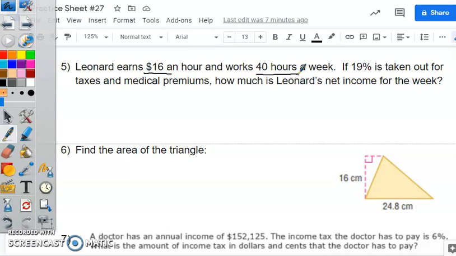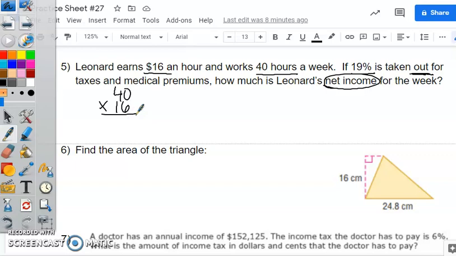Okay, that's typical, about 40 hours in a week. 19% is taken out for taxes and medical premiums. How much is Leonard's net income for the week? Net income meaning after you take out the deductions. So if this was you and you earn $16 an hour and you work 40 hours a week, hopefully you know you multiply 40 times 16 or 16 times 40 to figure out your gross pay, right?